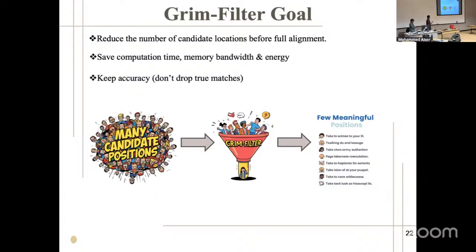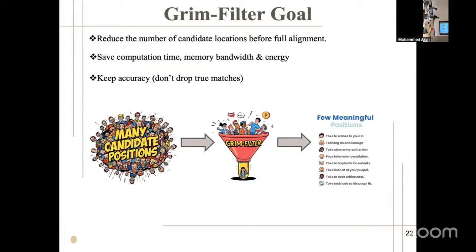So we will end up checking the same read again and again in a wrong place. Due to this, we'll waste a huge amount of time, energy, memory bandwidth and computational power. Here we have shown one picture which explains the GRIM-Filter. On the left, you can see there are many candidate positions, and after applying the GRIM-Filter, it checks each candidate and filters out the best ones. You can see that we are left with only a few positions.